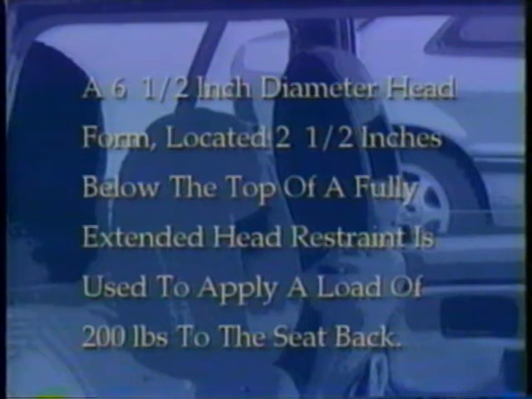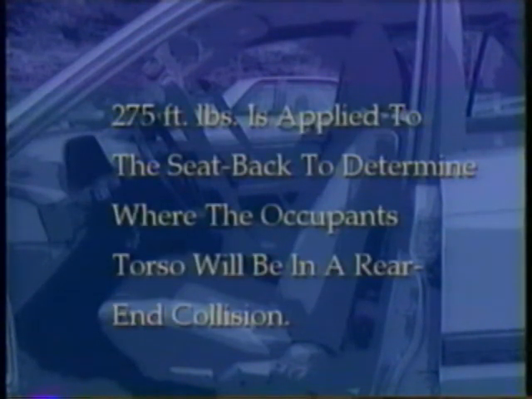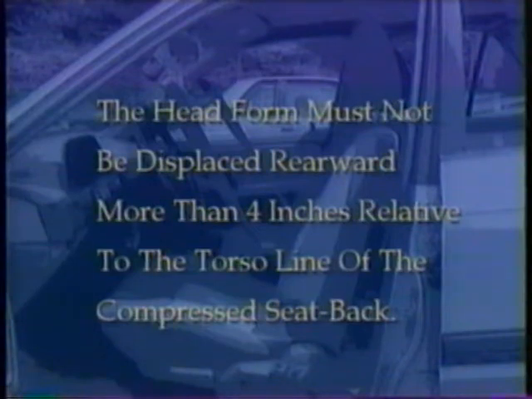For testing purposes, a 6.5-inch diameter head form located 2.5 inches below the top of a fully extended head restraint is used to apply a load of 200 pounds to the seat back. To simulate the rearward movement and compression of the backrest during a rear-end collision, a pressure of 275 foot-pounds is applied to the seat back to determine where the occupant's torso will be in a rear-end collision. During the test, the head form must not be displaced rearward more than 4 inches relative to the torso line of the compressed seat back.